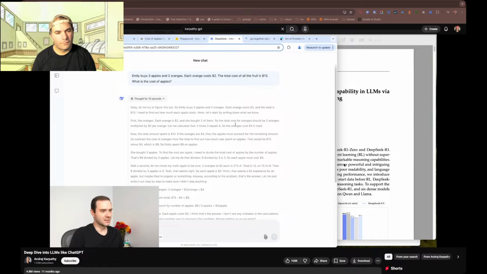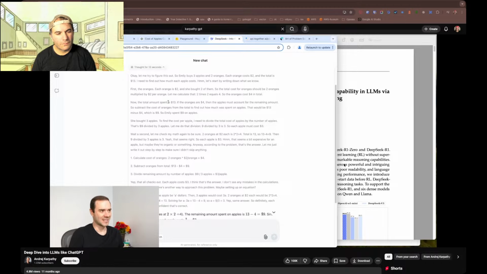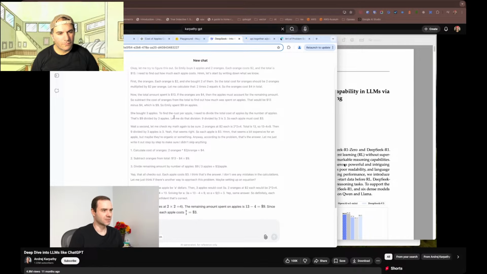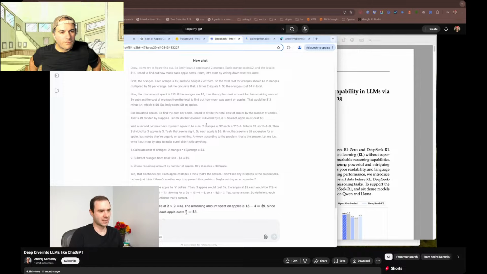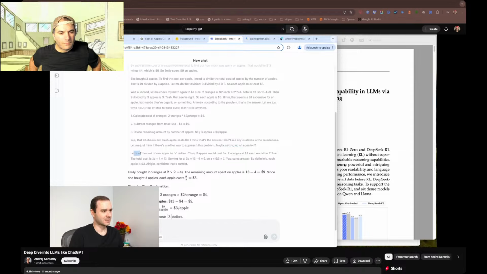As you're reading this, you can't escape thinking that this model is thinking. It's definitely pursuing the solution. It derives that it must cost $3, and then it says, wait a second, let me check my math again to be sure. Then it tries it from a slightly different perspective. And then it says, yep, all that checks out. I think that's the answer. I don't see any mistakes. Let me see if there's another way to approach the problem, maybe setting up an equation. Let's let the cost of one apple be $8, then blah, blah, blah. Yep, same answer. So definitely each apple is $3. All right, confident that that's correct.